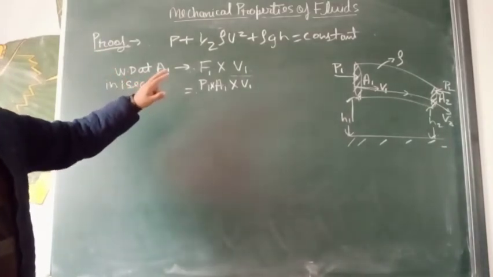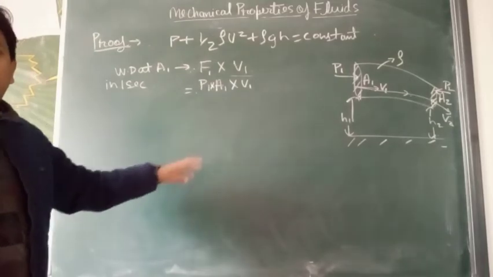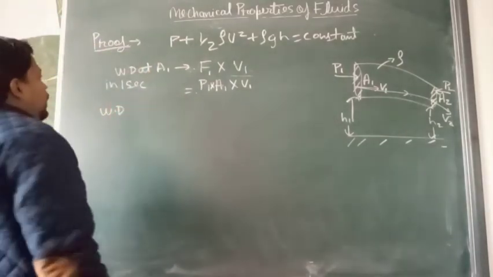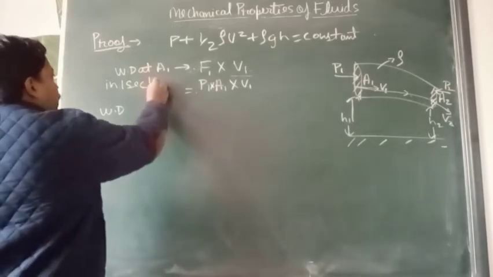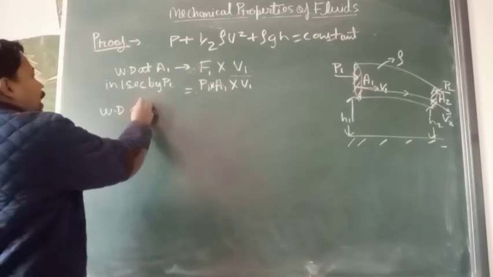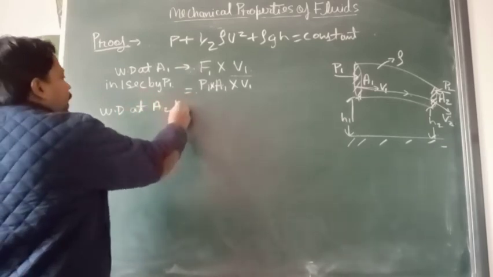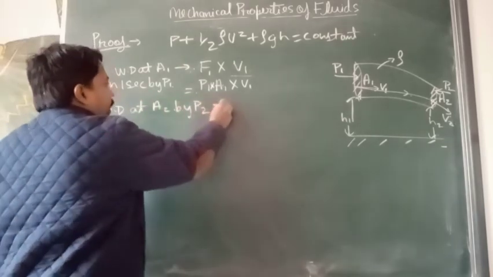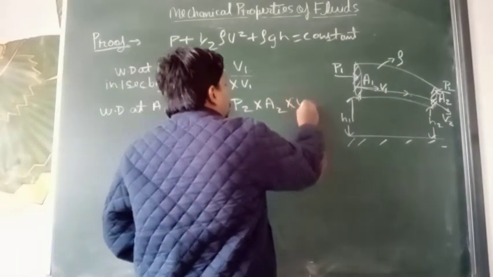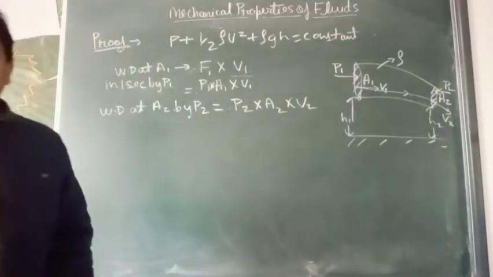What will be the work done at the other end? Similarly, we can write down the work done by the pressure P1. Here the work done at A2 will be by P2, and that will be equal to P2 into A2 into V2, corresponding to all the terms which we have.